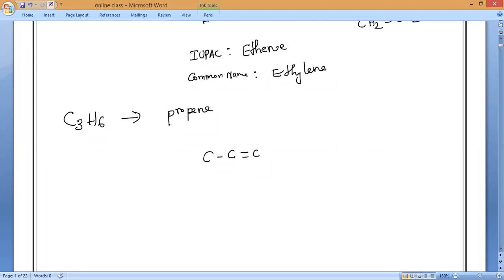Three carbons. First carbon has only 1 bond over, so how many hydrogens will come? 3 hydrogens. Second carbon already has 3 bonds over, so how many hydrogens will come? 1 hydrogen. And the last carbon has 2 bonds over, so how many hydrogens remain? 2 hydrogens. This is what it is. Now, what is the condensed formula, everybody? CH3 single bond CH double bond CH2. That is what you have to remember.